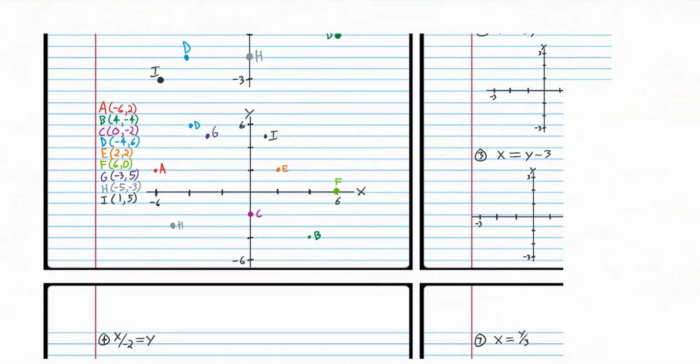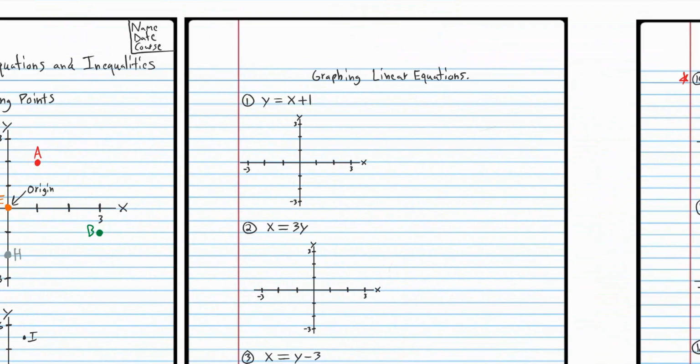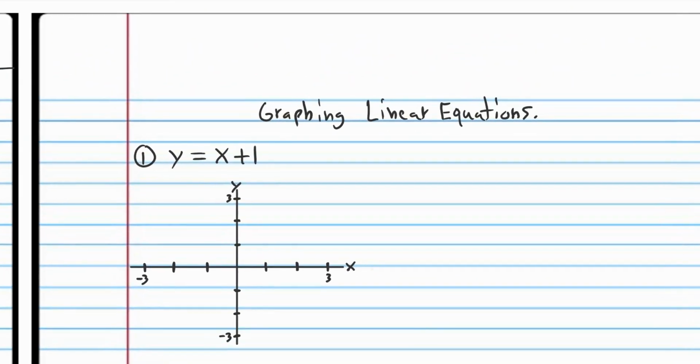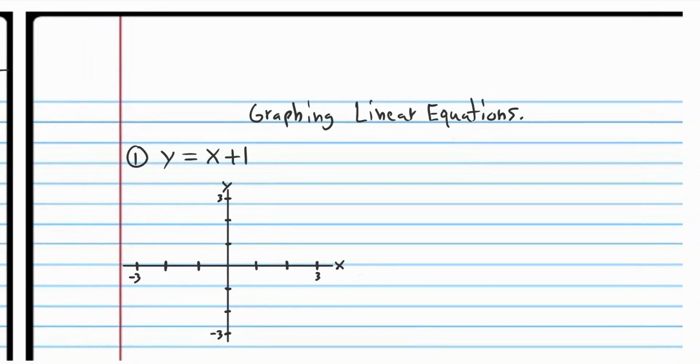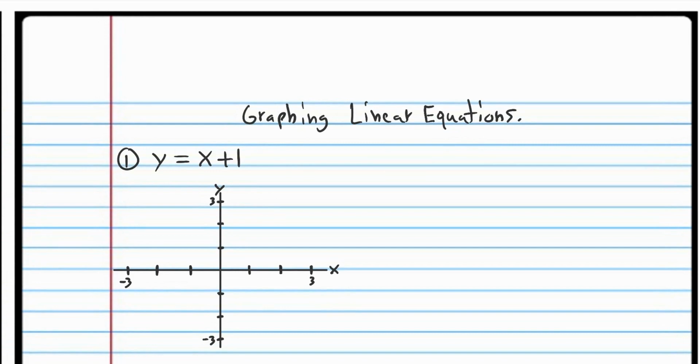So as you can see, graphing is fairly easy. It's no big deal. So now that we know how to plot points, we're going to go ahead and graph linear equations. So this is a linear equation, and what we're going to do is find 2 points, and then we're going to connect the dots, and that's it. That's pretty much what we're doing today. It's going to be really easy.